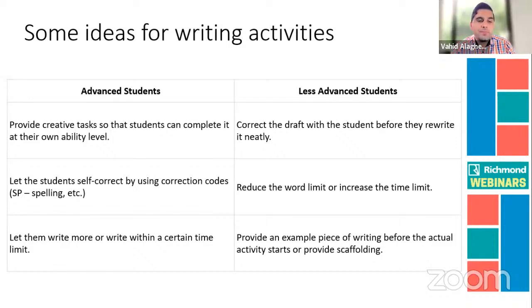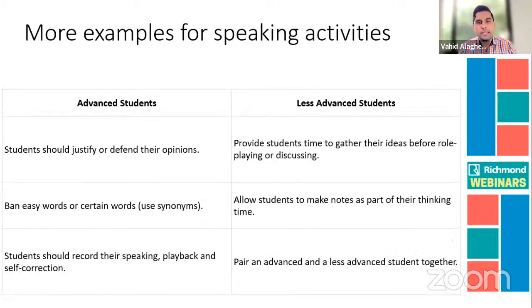Or in the case of advanced students, as I always do, let them write more and write with a certain time limit, a specific time that they have. So in this case, they need to think fast or think efficiently in order to present their ideas in a text, in a writing activity.